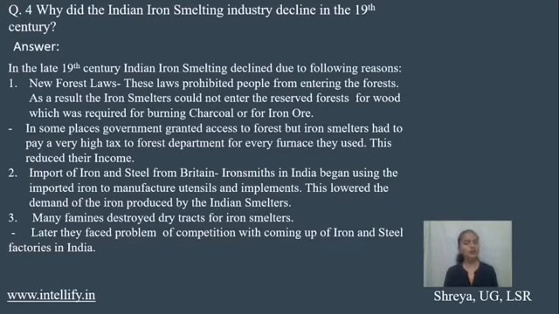Another reason was that during this period of the 19th century, there were many famines which destroyed the dry tracts for iron smelters. This worsened the situation. The livelihood became impossible. Later, they also faced problems with the coming up of iron and steel factories in India itself. As theirs was manual labor, they could not compete with the factories. This worsened the situation much more.